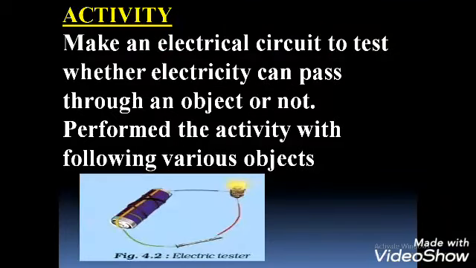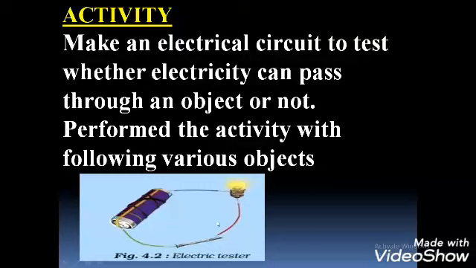Then we can now move to one activity: make an electrical circuit to test whether electricity can pass through an object or not. You are already in your 6th standard. You have studied how to make an electrical circuit. Then perform the activity with the following various objects. An electrical circuit or electric tester is like this. It has one battery, electrical wires and one iron nail here, and also there is a bulb. So, make this type of electrical circuit.